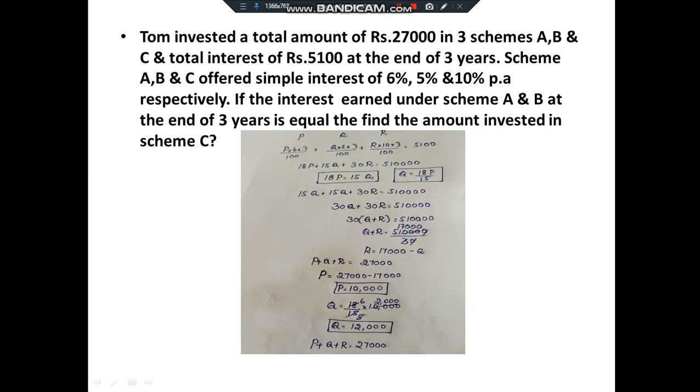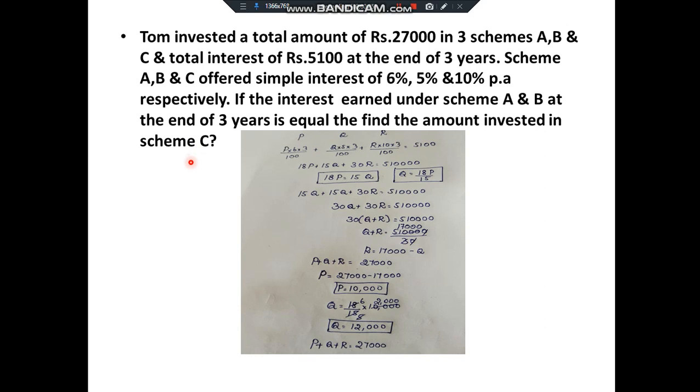Question, guys. Tom invested a total amount of rupees 27,000 in 3 schemes A, B, C and total interest of 5,100 at the end of 3 years. Scheme A, B, C offered simple interest of 6%, 5% and 10% per annum respectively. If the interest earned under scheme A and B at the end of 3 years is equal, find the amount invested in scheme C. So they have given the relation.